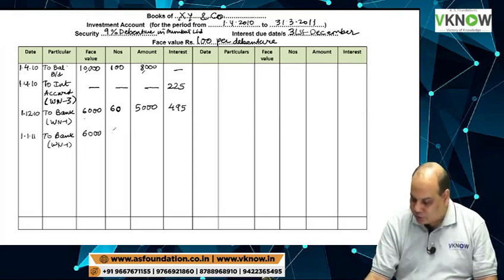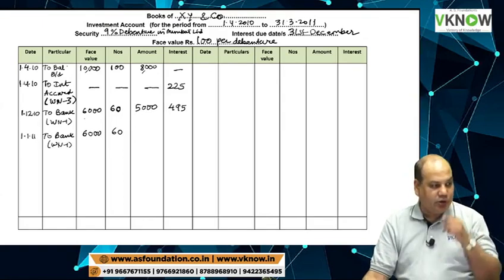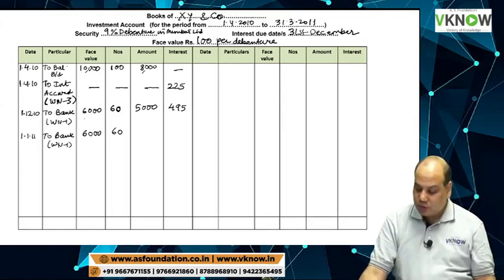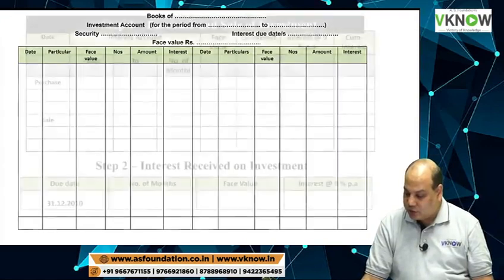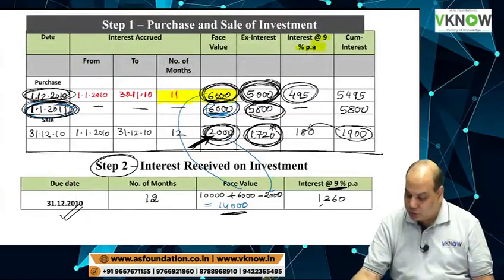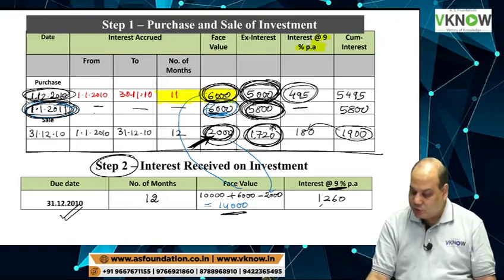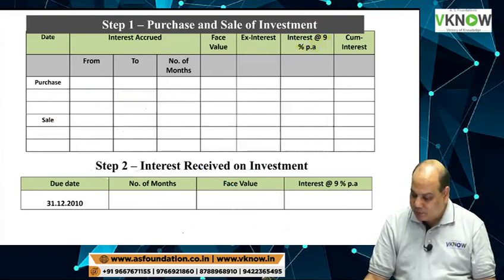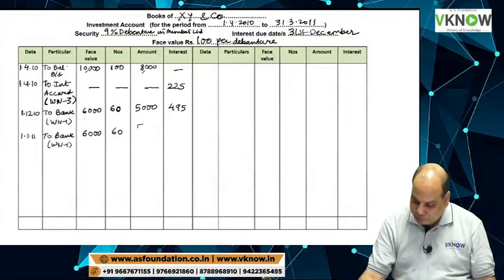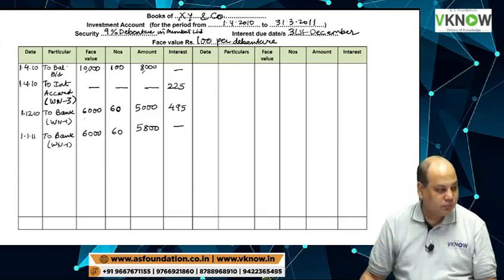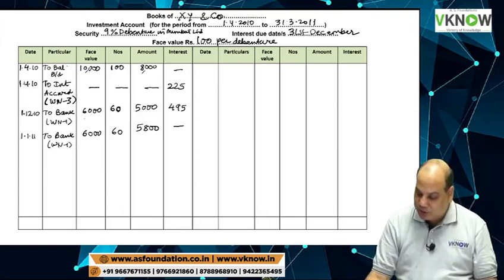6,000 was face value, 60 was the quantity, and what was the ex-interest amount on the screen? Working note 1, 5800. Can you see 5800 in the center here? 5800, and the interest accrued was 0. This is now the purchase entry.